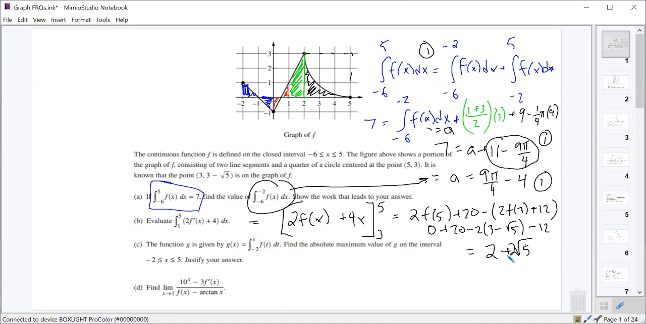Good? That was worth 2 points. 1 point for correctly integrating, 1 point for correctly getting 2 plus 2 root 5. Any questions or issues on part B?